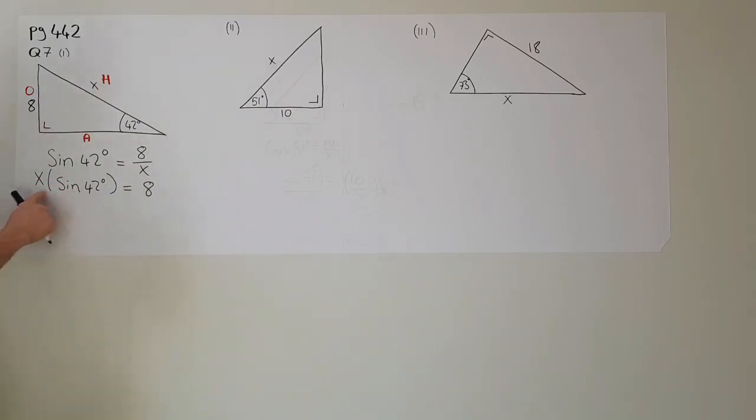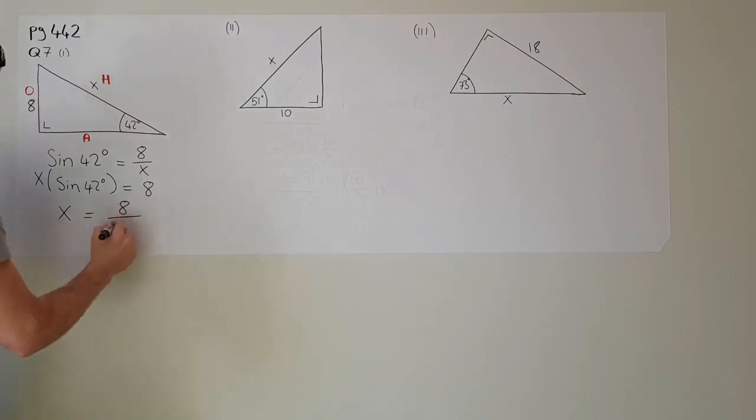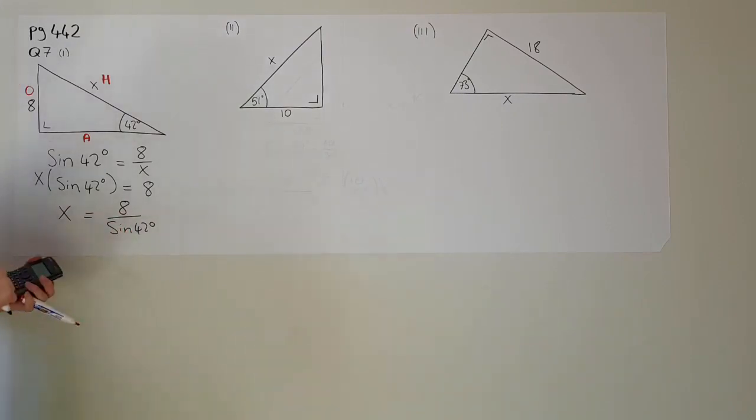Now we've got x out of the fraction, but it's now part of a multiplication. We don't want it as part of anything, we want it on its own. To get rid of the multiplying by sine 42, we divide both sides by the sine of 42. Multiplying and dividing again cancel each other out, so on the left we simply have x is equal to 8 over sine 42 degrees. Now we put that into our calculators.